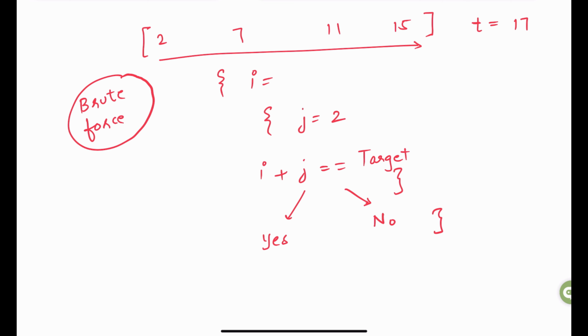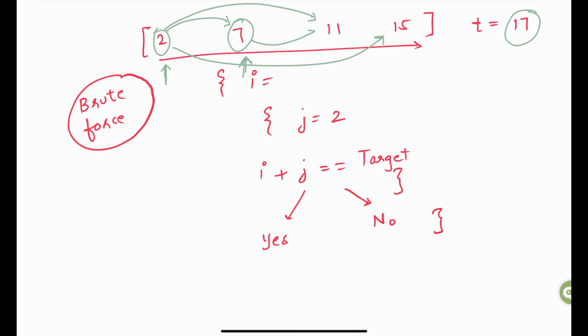For example, we'll start with i pointing at 2 and j pointing at 7. We'll compare its total against the target. If it matches, that's great. Else, we'll increment the j pointer. So after 2 and 7, we'll compare 2 and 11, then 2 and 15. Once this is done, we'll increment our first pointer to move to 7. Now the next comparisons will be 7 and 11, 7 and 15, and so on and so forth.